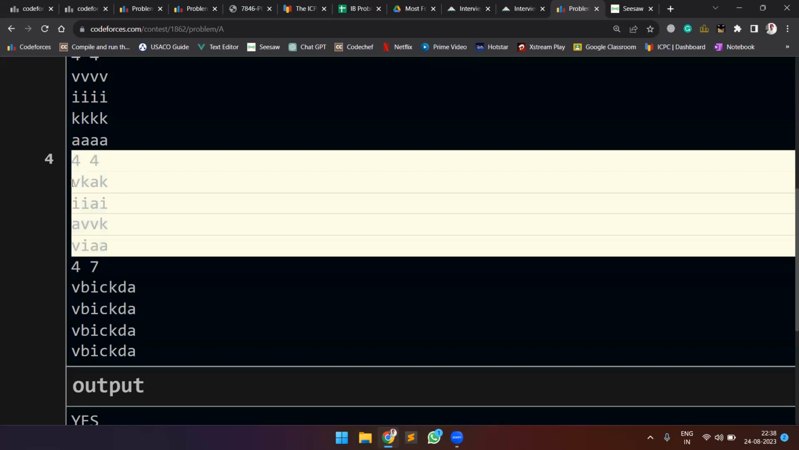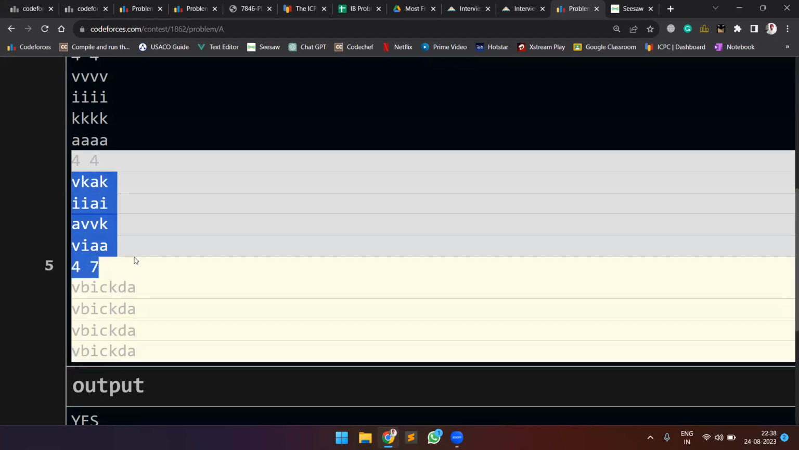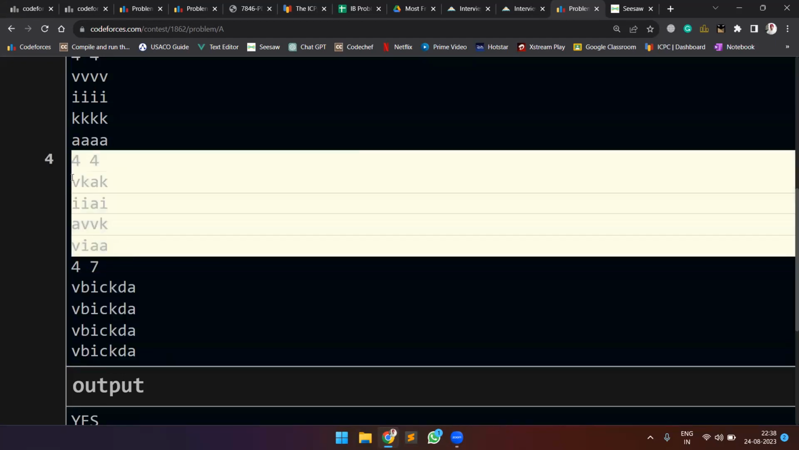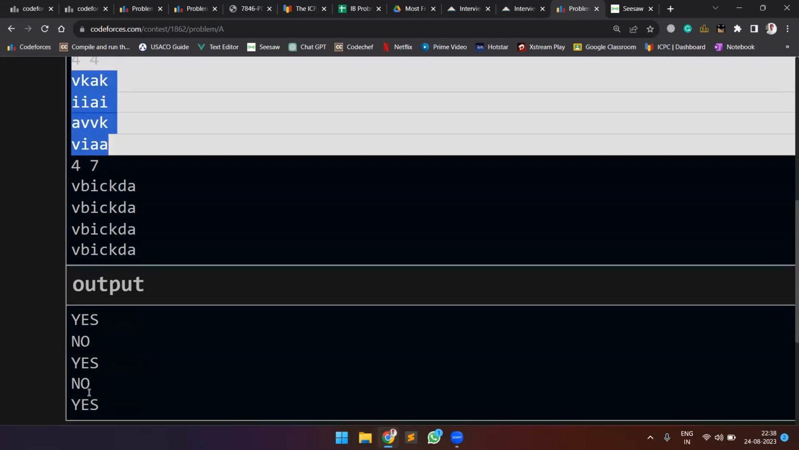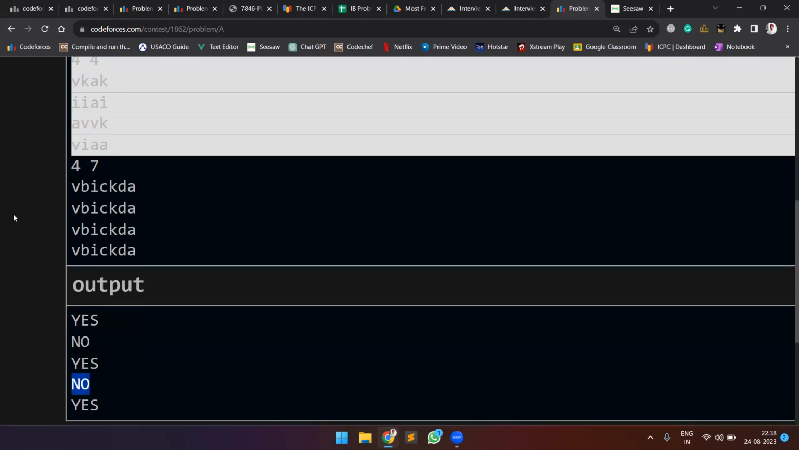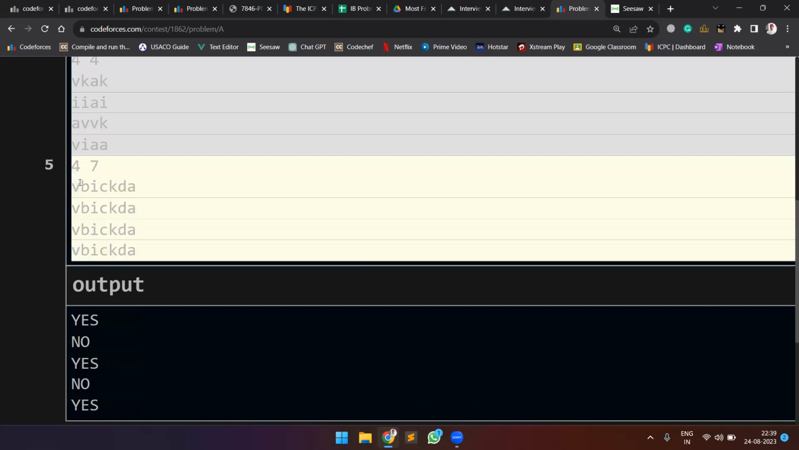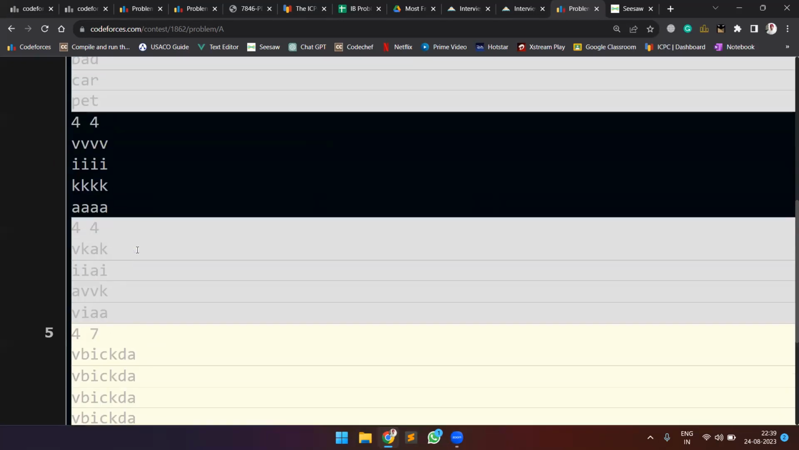Now look at the fourth test case. Here in the first column there is one v, in the second one there is one I, in the third one there is no k. So we can't form the word Vika here, so the answer is no. In the fifth test case, if we see, we can select the first column, second column, third column, fifth column, and seventh column. So yeah, we have to do it like this.